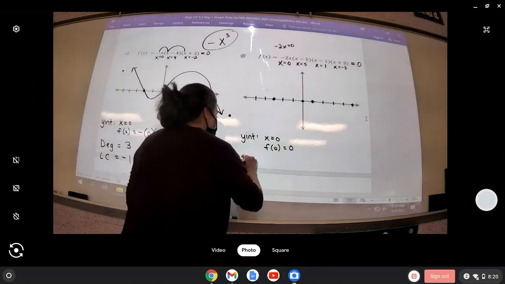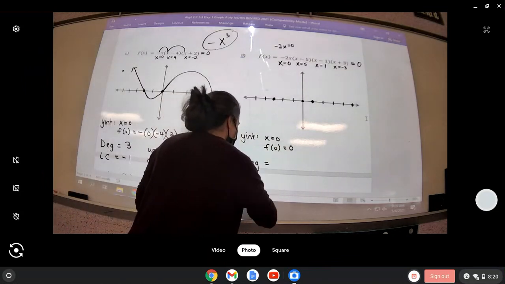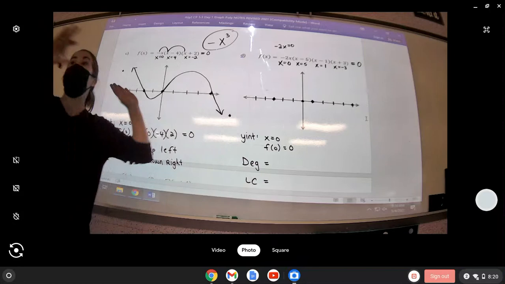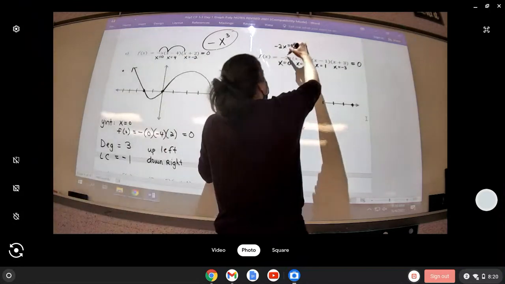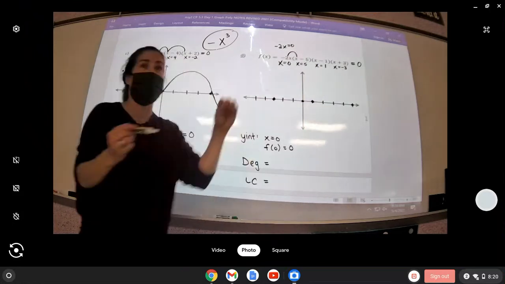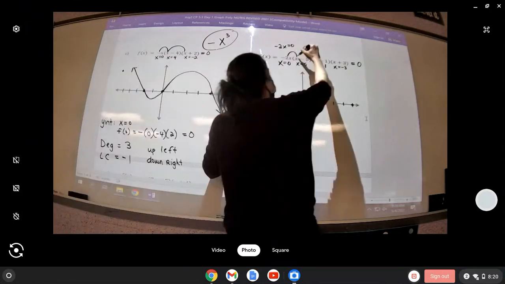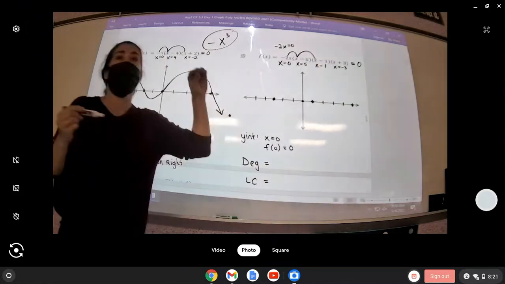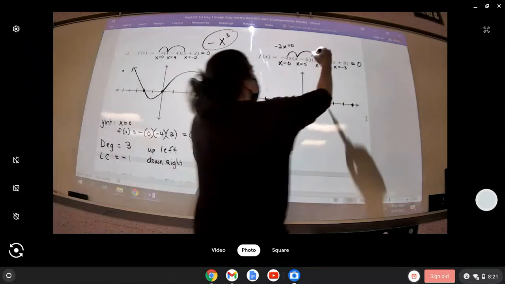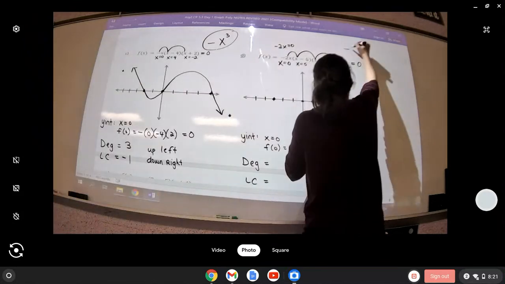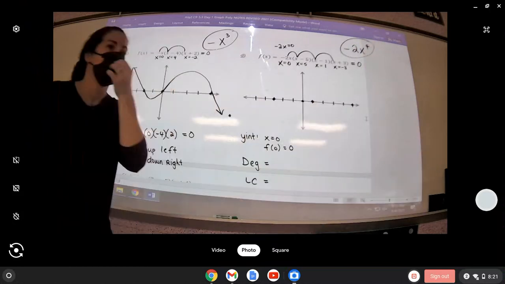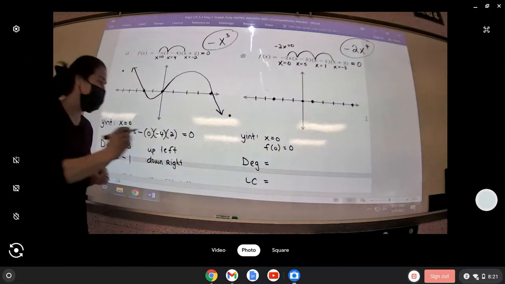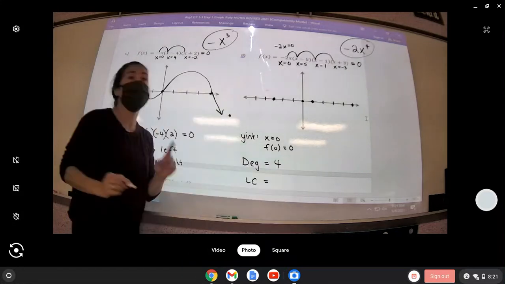All right, let's do it. We need the degree, and we need the leading coefficient to fill in that end behavior. So let's multiply our fronts. -2x times x is -2x squared. Times another x is -2x to the third. Times another x is -2x to the fourth. So that makes this a degree 4, which is even.